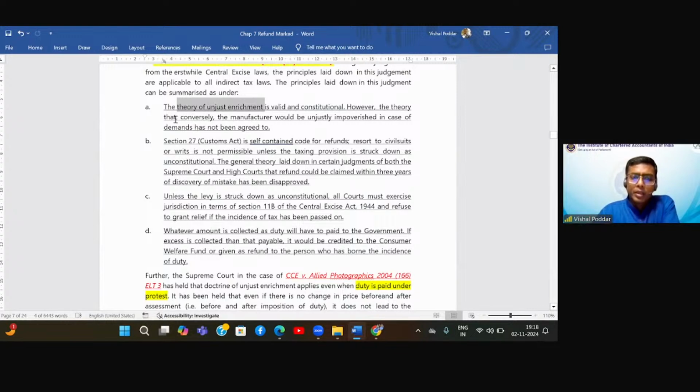However, now the other side of this: conversely, the manufacturer would be unjustly impoverished in case the demand has not been agreed to. Now, this is very interesting. See, this is playing with the words.